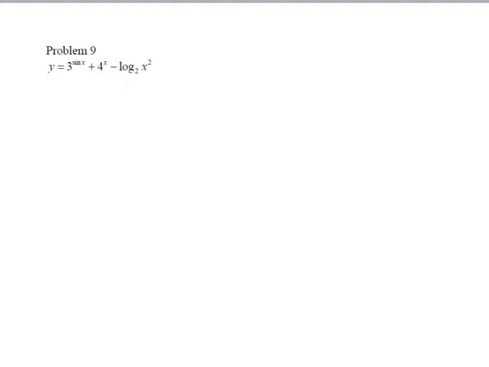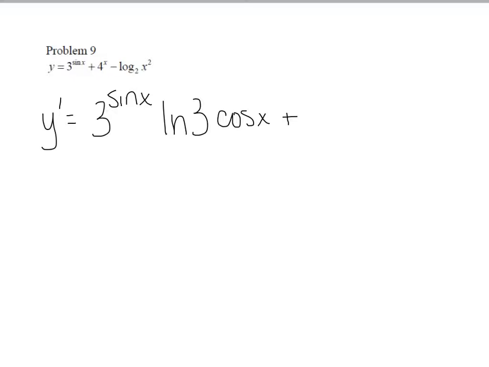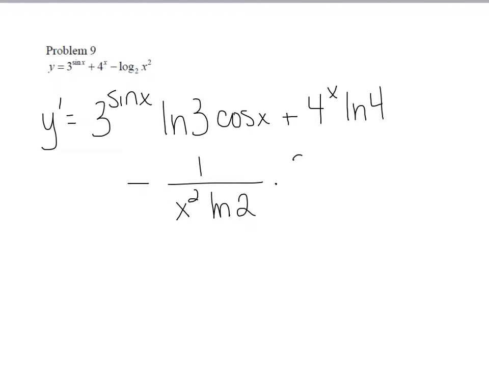Problem 9, y equals 3 to the sine x plus 4 to the x minus log base 2 of x squared. This is an exponential function, so first you leave it, times the natural log of the base, times the derivative of u, and the derivative of sine is cosine, plus the derivative of 4 to the x, keep it, natural log of 4, the derivative of x is 1. Then minus the derivative of log, which is going to be 1 over u, times the natural log of the base, then du.